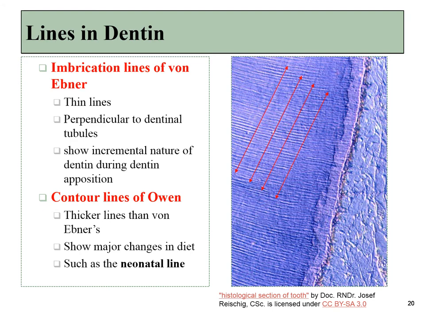Those bands have been named the imbrication lines of von Ebner. One of them is a lot thicker than the rest and is called the neonatal line. And that represents the odontoblasts taking a day off on the day that we were born. That can also be called one of the contour lines of Owen. I guess he got to take over the name of one of the imbrication lines of von Ebner and said, "These look even bigger. I'm going to name them."